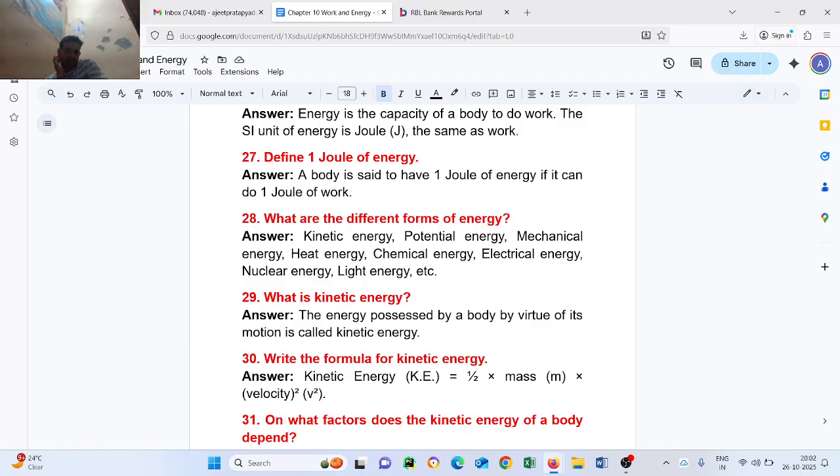Answer is kinetic energy, potential energy, mechanical energy, heat energy, chemical energy, electrical energy, nuclear energy, light energy. Question number 29. What is kinetic energy? The energy possessed by a body by virtue of its motion is called kinetic energy.